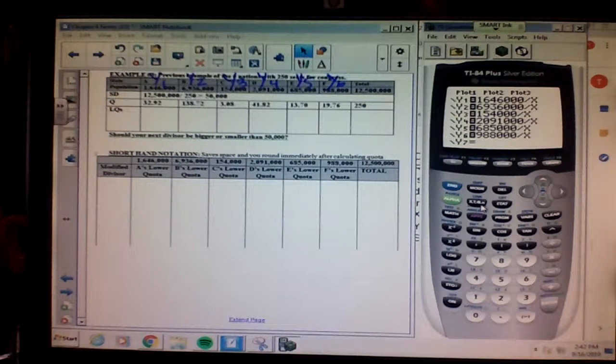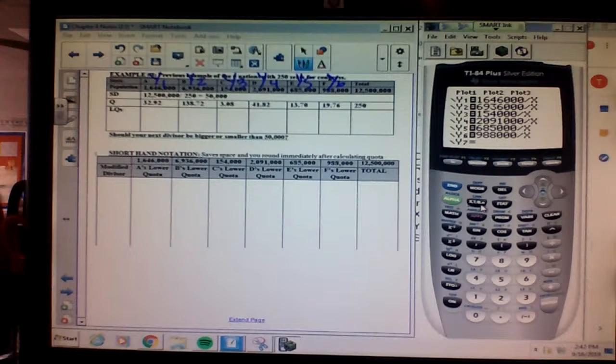Okay. You need to tell your calculator what to divide by. So you need to be able to find your standard divisor, which is 50,000 in this problem. To tell your calculator, I'm going to divide all these numbers by that.